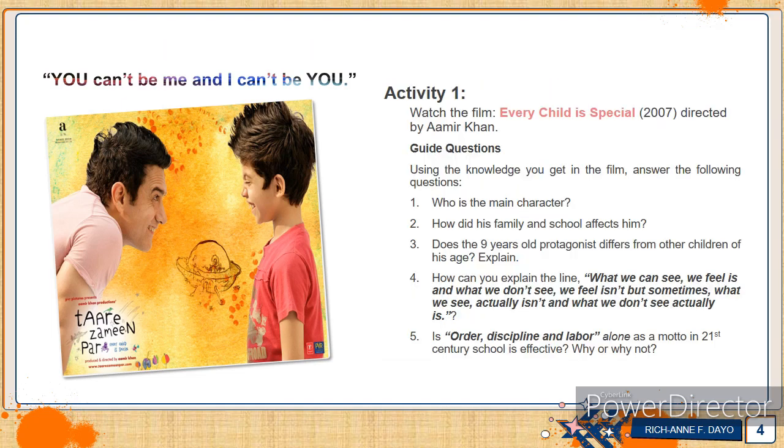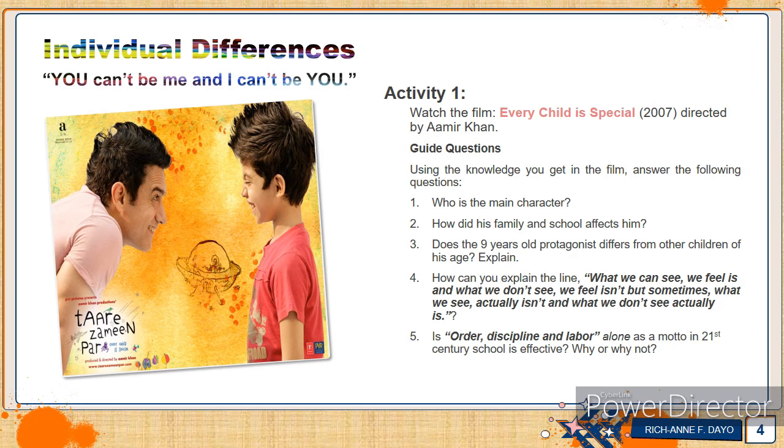After knowing what individual differences are, watch the film Every Child is Special, directed by Aamir Khan. You can see the link in the next slide or you can tap it in the description section below.